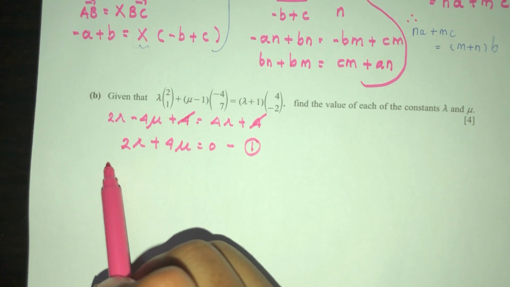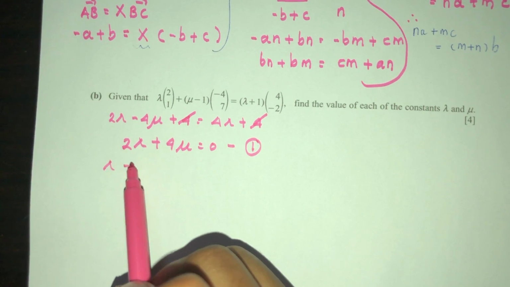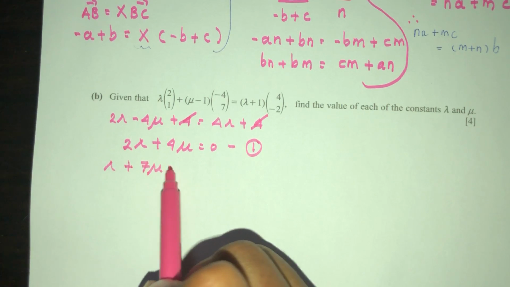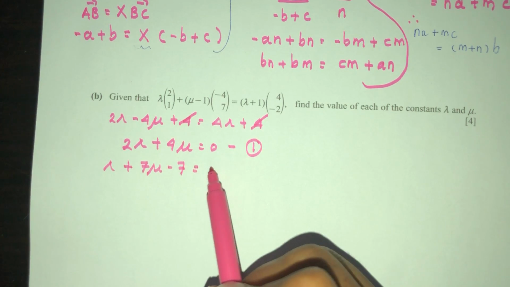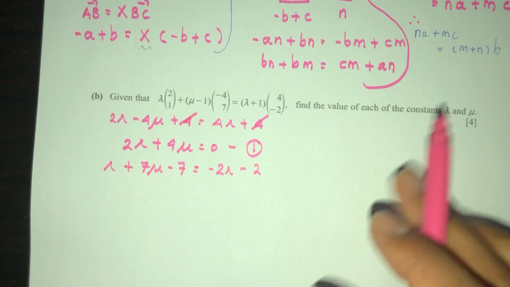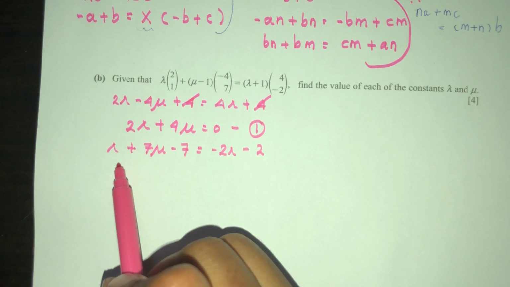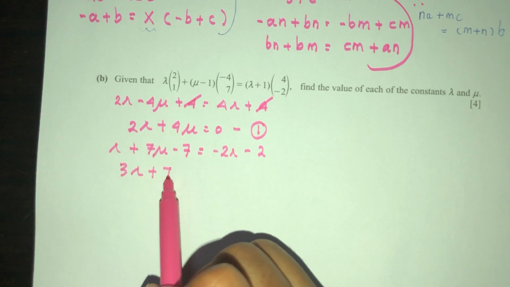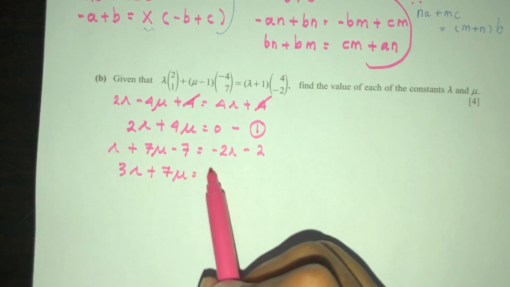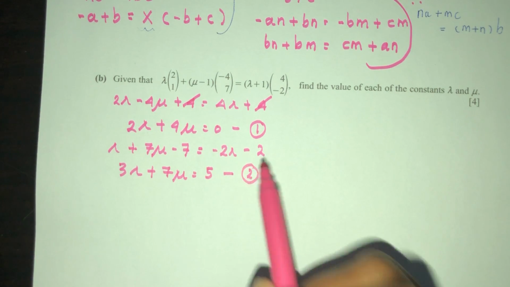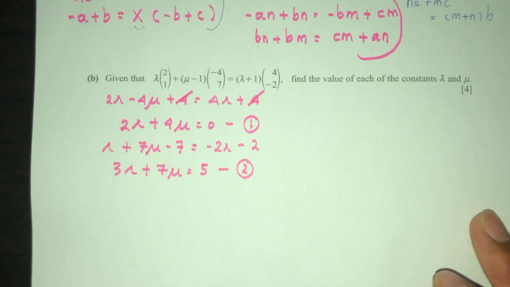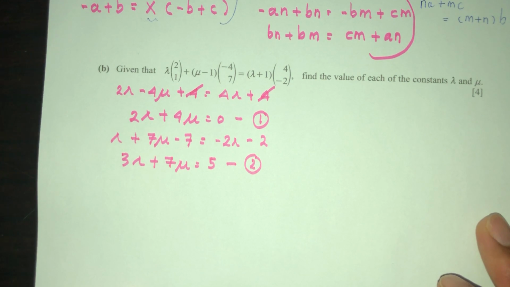Now for this one, that will become lambda plus 7 mu minus 7 is equal to minus 2 lambda minus 2. So let's send this over here. It will become 3 lambda plus 7 mu is equal to 5, that's equation number 2. Okay, so now we have 2 equations. We have to solve for the values of mu and lambda. So one by one, let's see what we can make the subject of this formula.